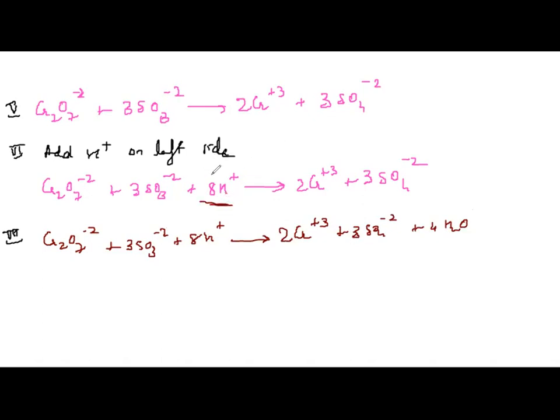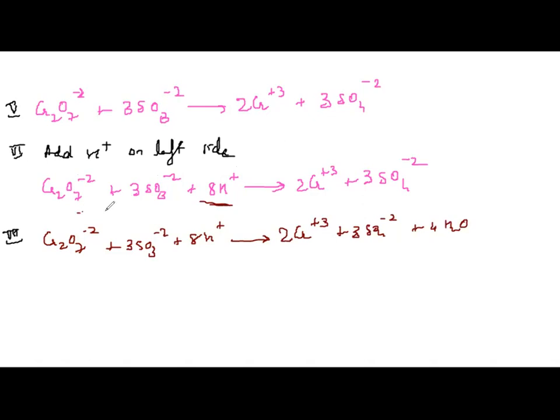Here, why do we add H plus ions? See, they will mention whether the reaction is taking place in acidic medium or basic medium. So if it is in acidic medium, yes, to make the ionic charges equal, we will add H plus ions on the appropriate side so that the total ionic charges on reactants and products become equal. Total ionic charges become equal. Yes, they should become equal. So I'll tell you how they are becoming equal.